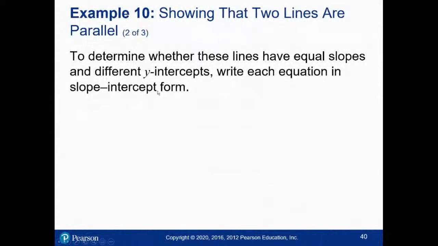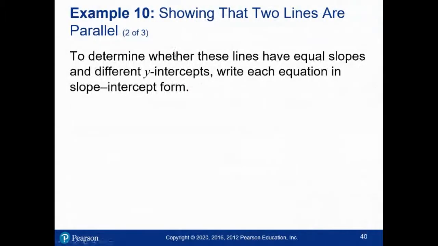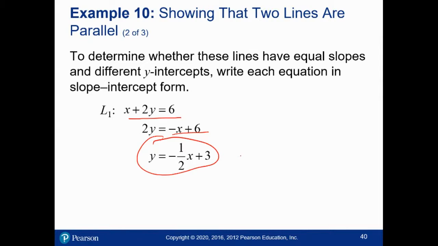So, are the following two lines parallel? What are their slopes? Here's the first line, x plus 2y equals 6. Here's the second line, 2x plus 4y equals 0. Are these parallel? So we're going to put them in slope-intercept form. x plus 2y equals 6, subtract the x, divide by 2, and here is slope-intercept form for the first line. So the slope is -1/2, and the y-intercept is 3, which you can just read off like that.